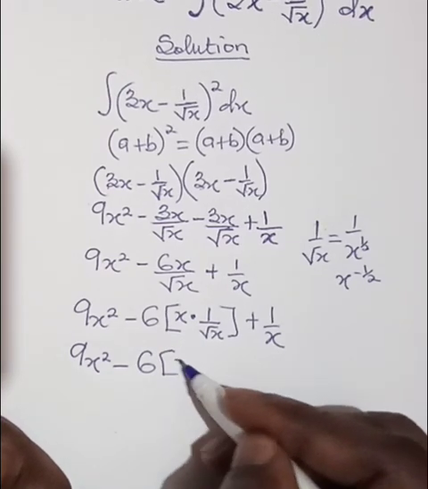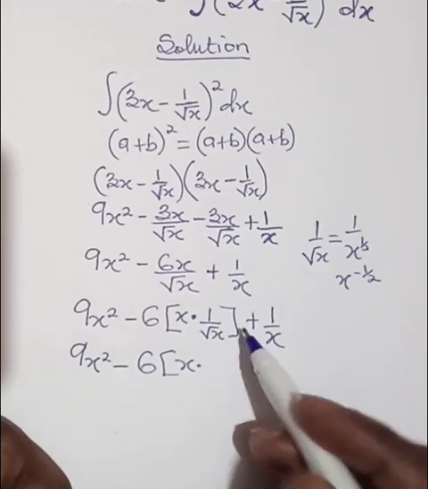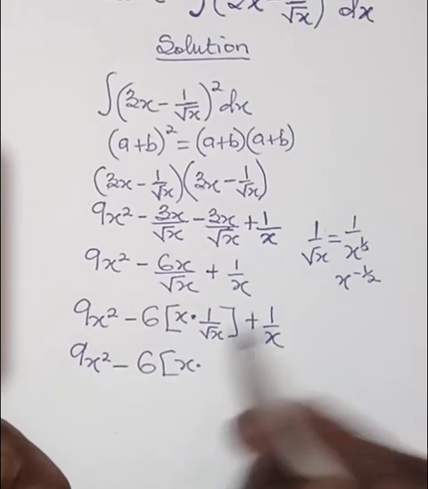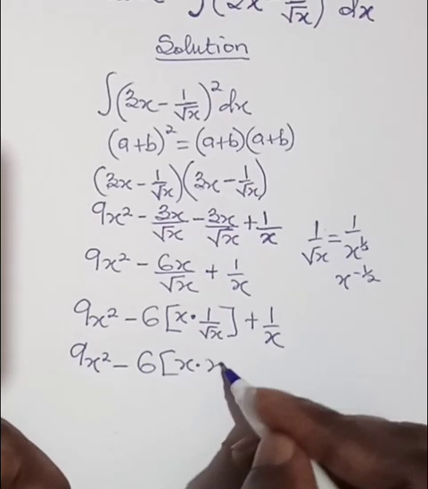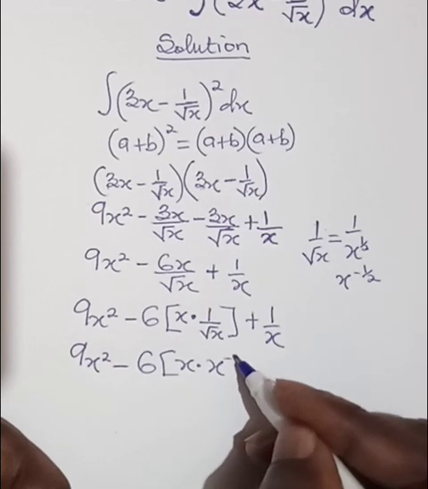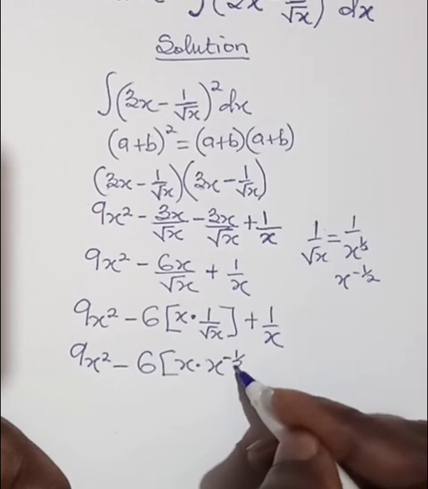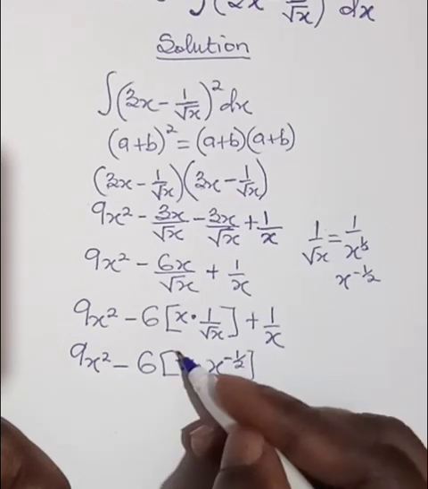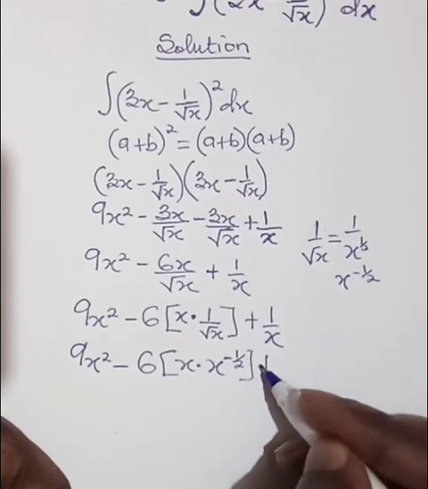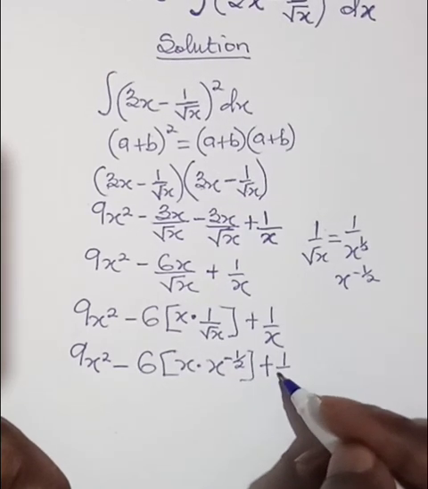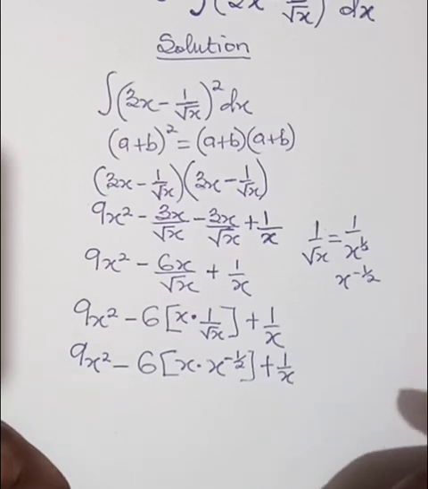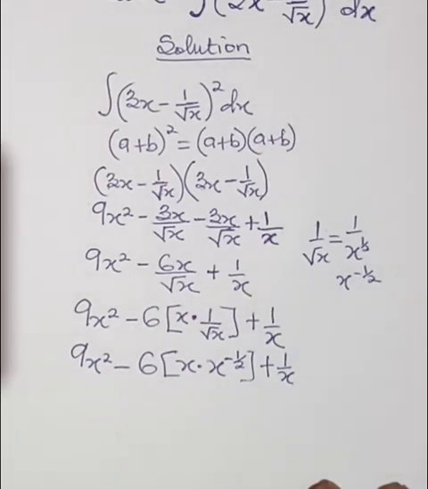Then we have x dot. So this one, when we expressed it, we got this. So we are going to write this as what? Negative exponent, negative half. Have we gotten that? Good. Plus 1 on x. Good.